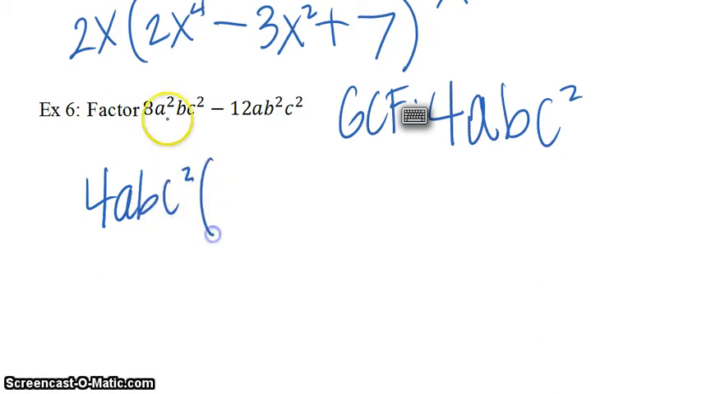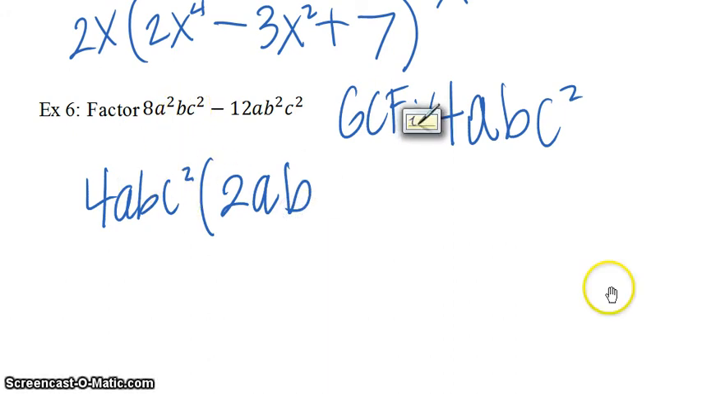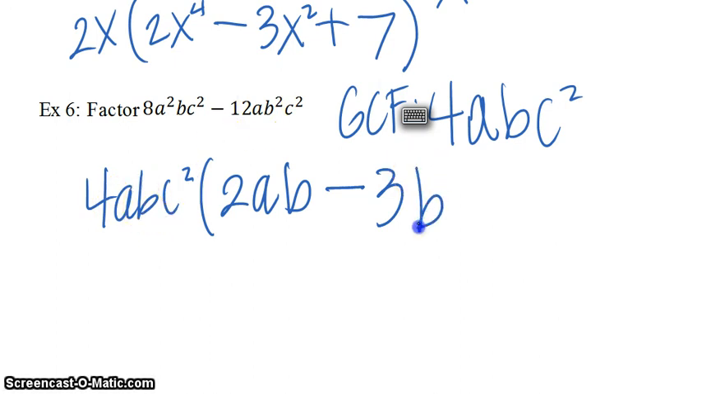4abc squared. We're left with, okay, well, we need it to equal 8, so 4 times 2 equals 8. A times a equals a squared. B times b equals b squared, and we already have c squared, so we're good. Subtract, we need to get 12. So 4 times 3 is 12. We already have a, so we're good. And we need b times b equals b squared, and we already have the c squared, so we are good.